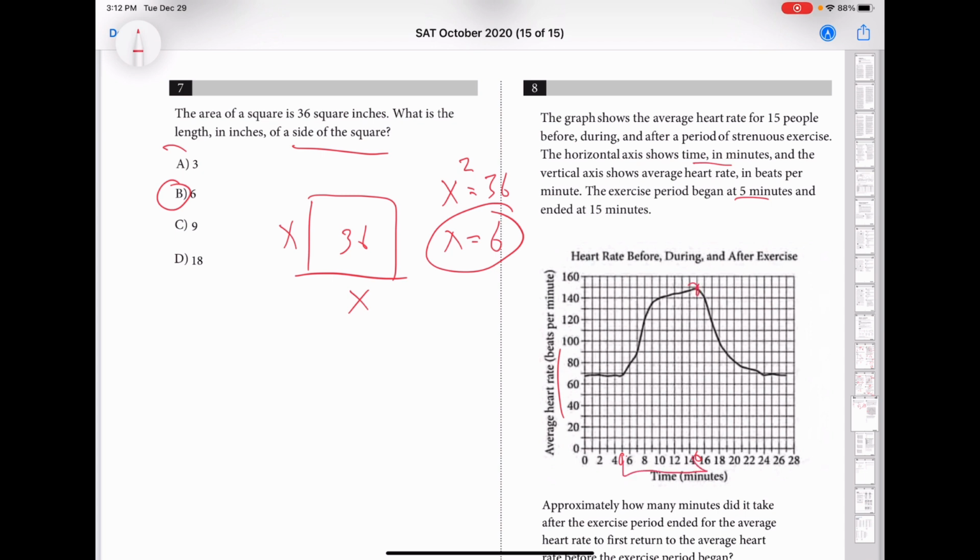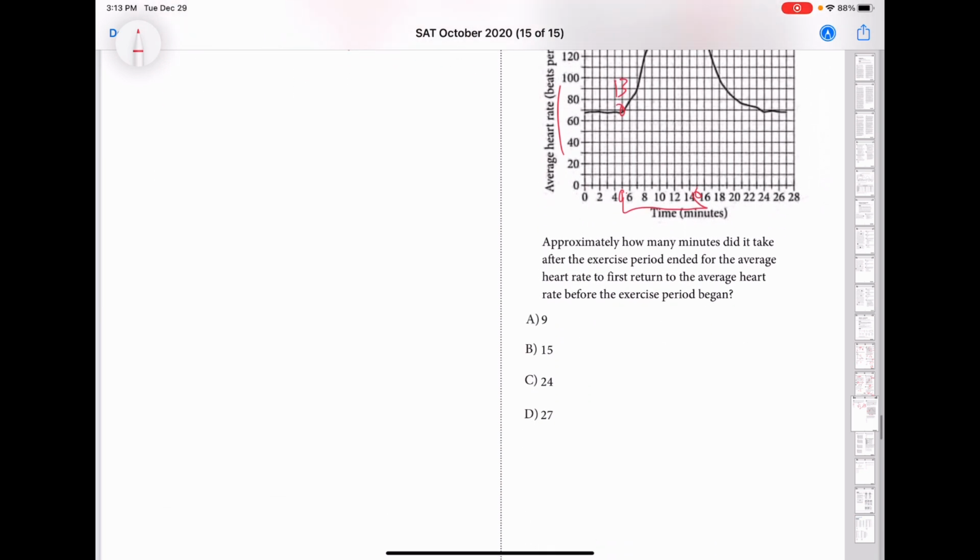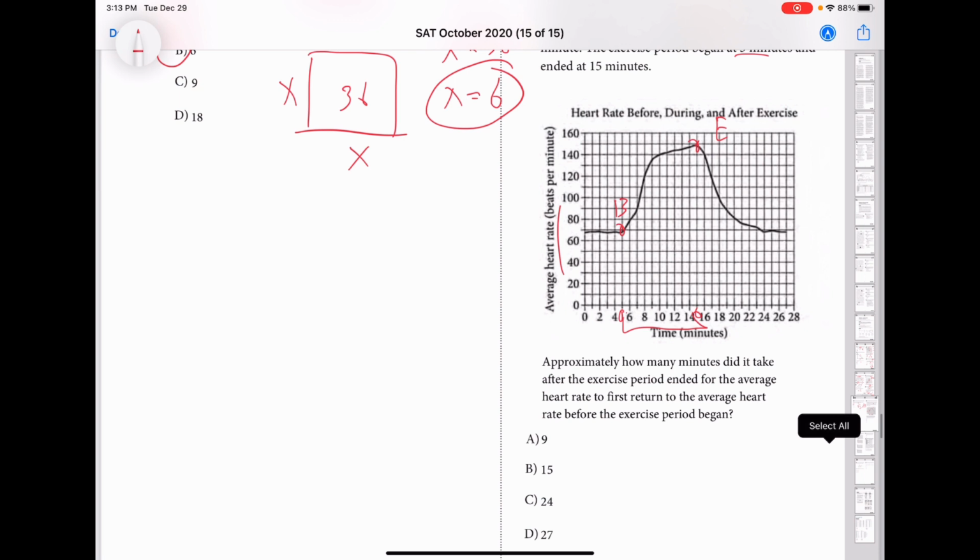Okay, so here and here. So this is the beginning and this is the end. All right, approximately how many minutes did it take after the exercise period ended for the average heart rate to first return to the average heart rate before the exercise period began? So they're basically saying, when did it get back to this point?